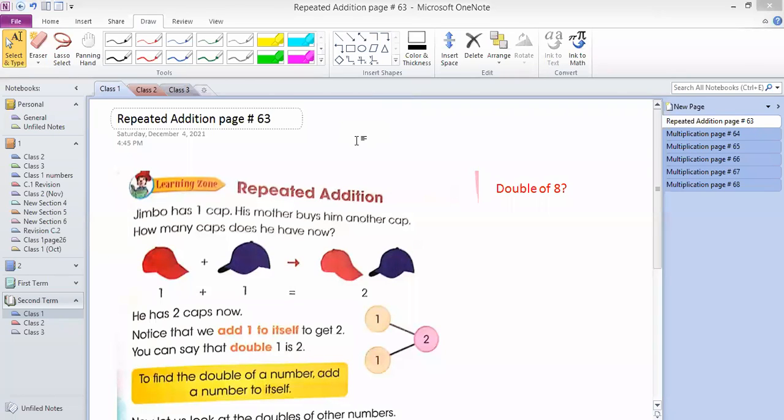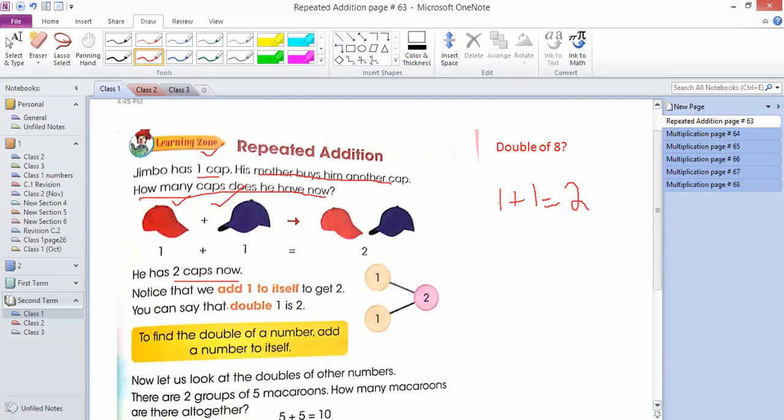On page number 63, I'm going to read it on the screen. Jimbo has one cap and his mother buys him another cap. How many caps does he have now? He already had one cap, and his mother gave him one more. So 1 + 1, he now has two caps.